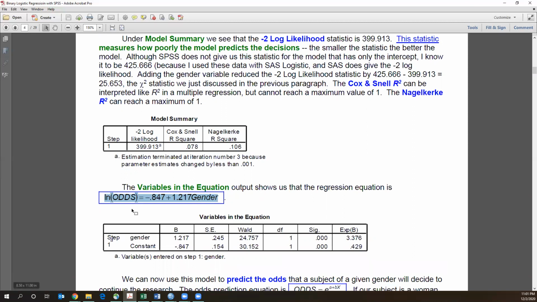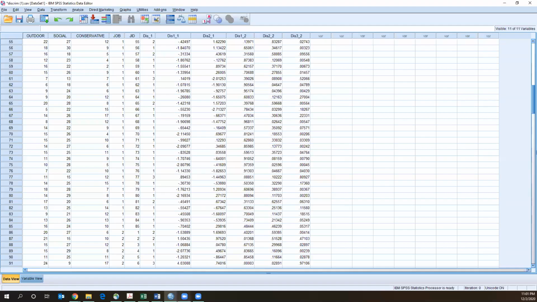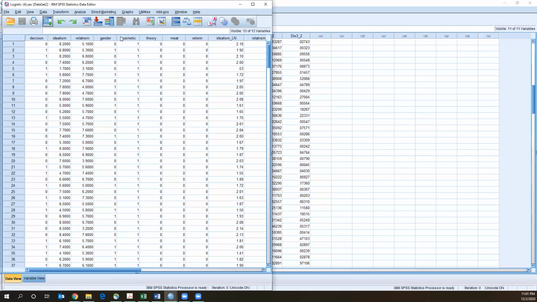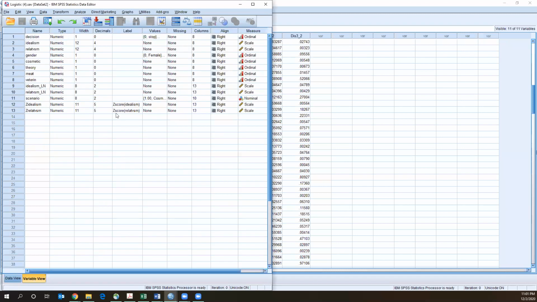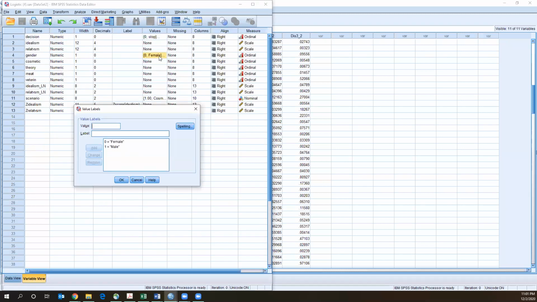That was our covariate. So now we can see that that's negative 0.847 plus 1.217. Now, gender is going to be a dummy variable, which means you're male or female in this particular study. Let's look at variable view and go to gender. If you're a female, you would be coded as 0. If the participant was a male, it'd be coded as 1.